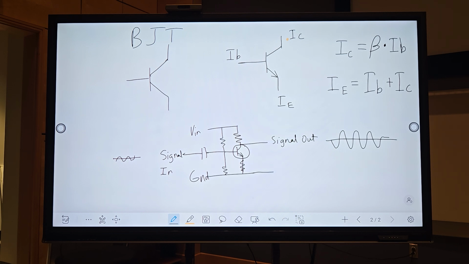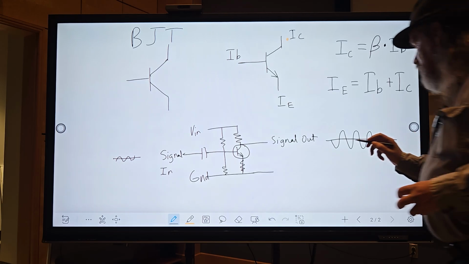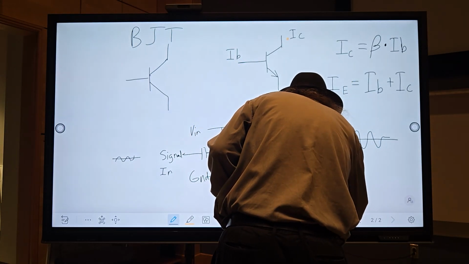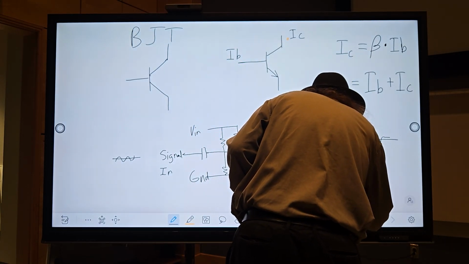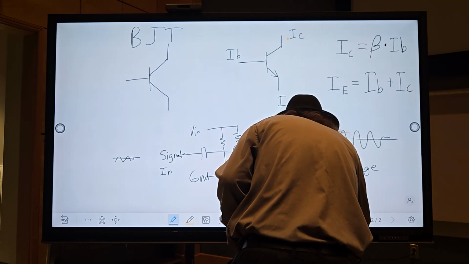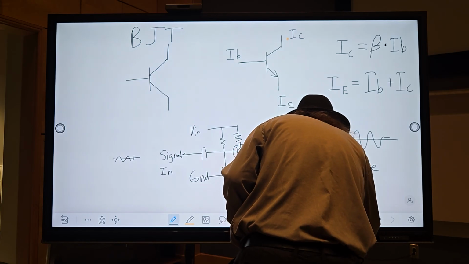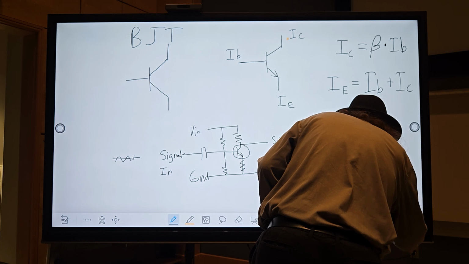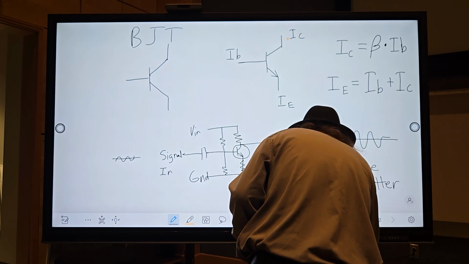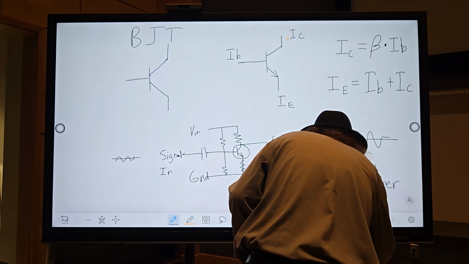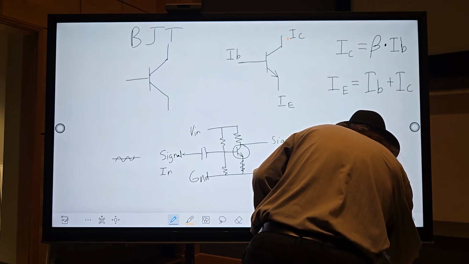What did you say? What? Oh, let me just write it out here. Single stage common emitter inverting amplifier.